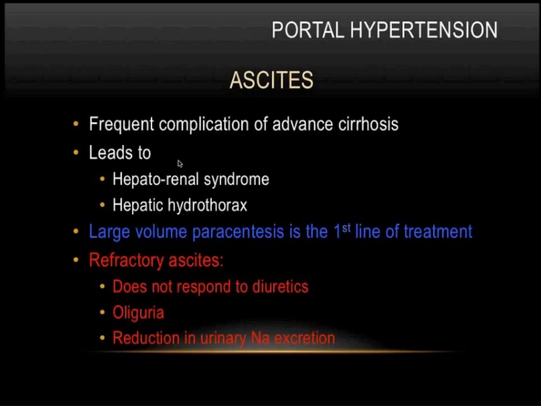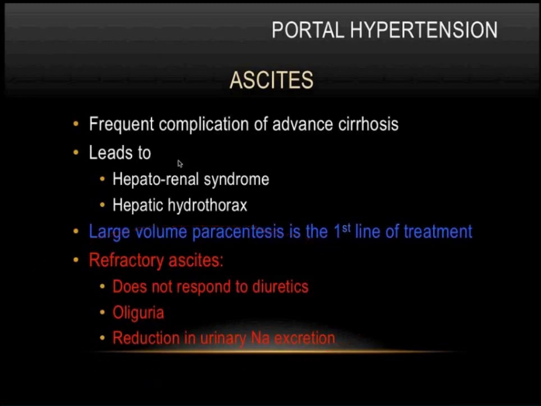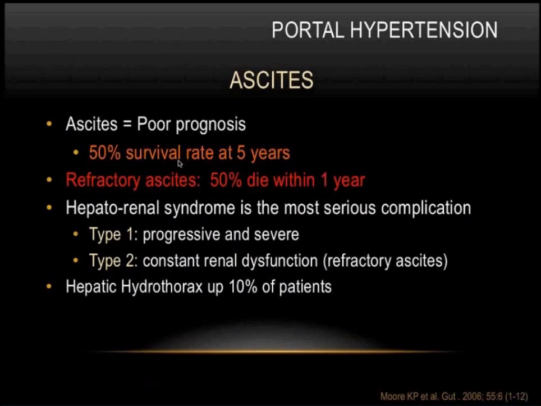And that's when the hepatorenal syndrome starts, because there is vasoconstriction of the afferent loop in the kidney. Then you don't excrete the sodium, and the patient becomes oliguric, trying to retain the fluid, trying to build it up again in the abdominal cavity. So this is really important. Ascites is equal to poor prognosis.